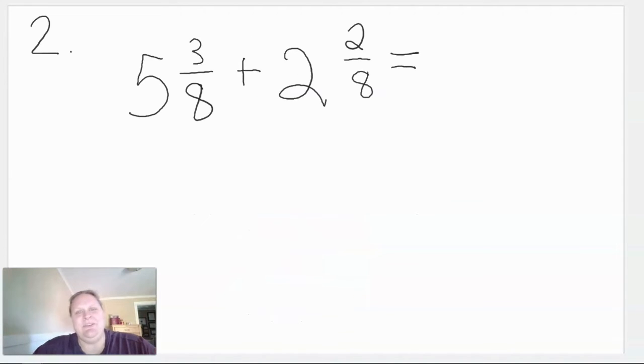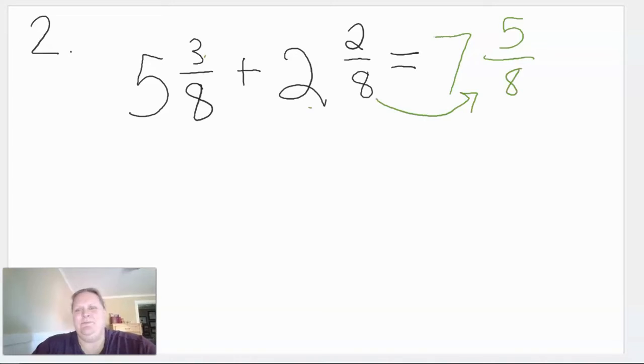All right, let's solve this one together. Whole numbers. 5 plus 2 is, what's the next thing we do? Numerators. 3 plus 2 is 5. And what's the last thing we need to do? Slide it over. And there's our answer.